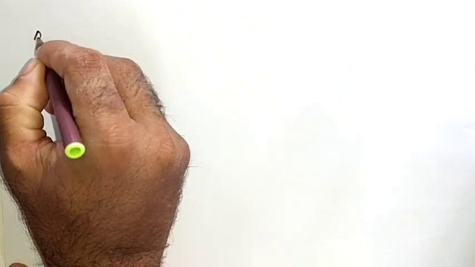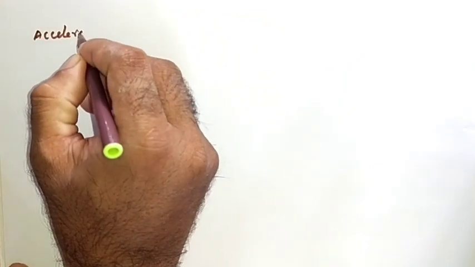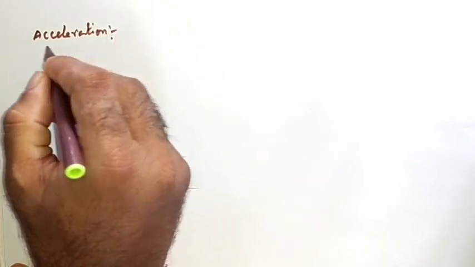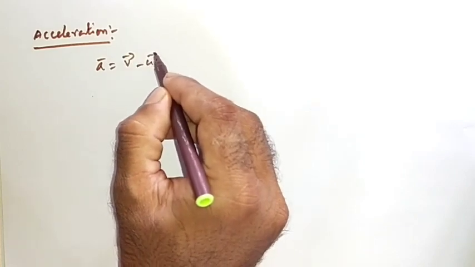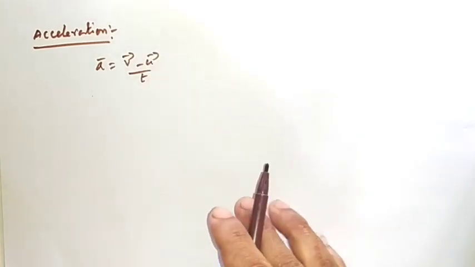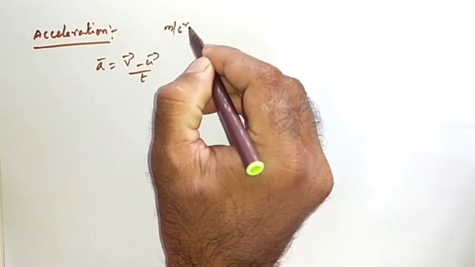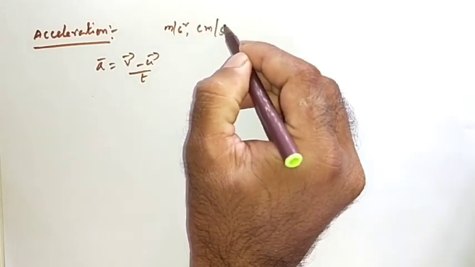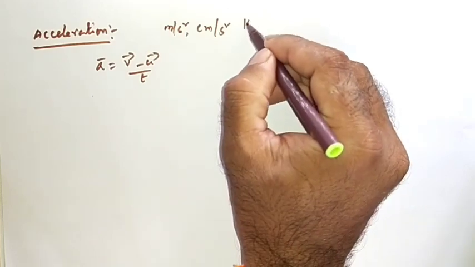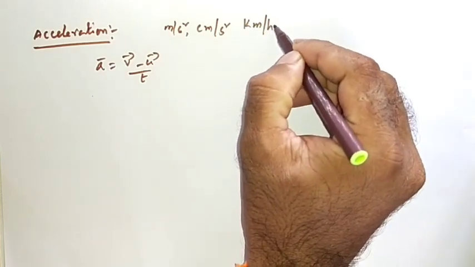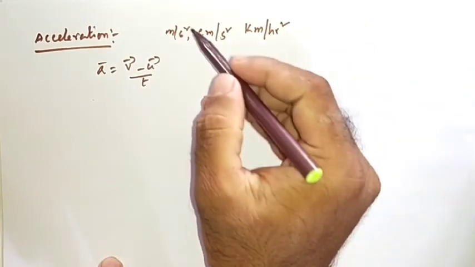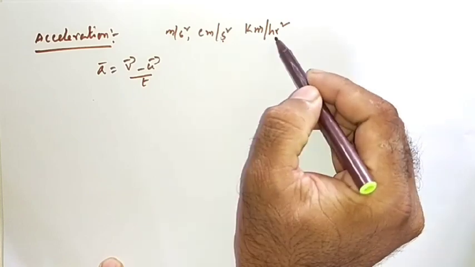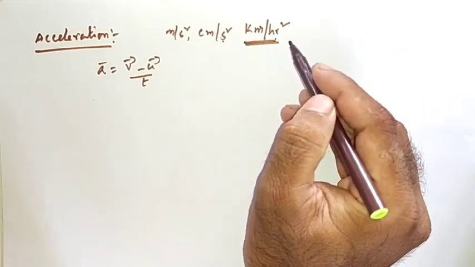Now let us come to our topic, acceleration. You learnt about the acceleration definition and the mathematical formula, that is v minus u by t, and units also. What are the units? In MKS it is meter per second square. In CGS it is centimeter per second square. Is kilometer per hour square a unit of acceleration or not? Yes, it is a unit of acceleration only. In place of meter, centimeter, it is kilometer and hour square. This is also a unit of acceleration, no doubt in that.